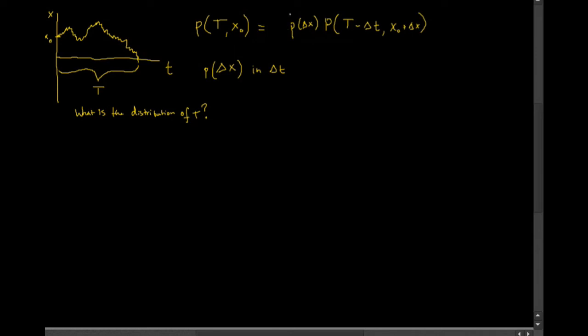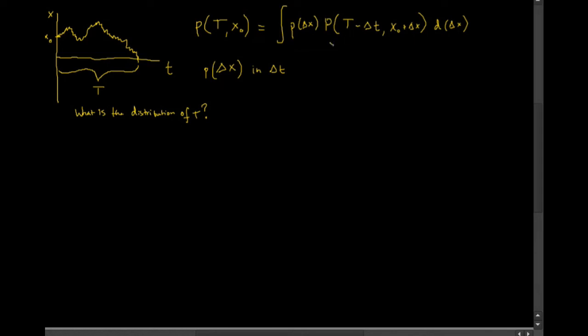Now we have to integrate this whole thing with respect to delta x, because delta x can be any number of things. Each of them gives a contribution to the probability of having capital T as your first passage time, but you have to integrate over all these possibilities. So this is the important relationship, a recursion relation for this first passage time distribution. How can we turn this into a more usable form?